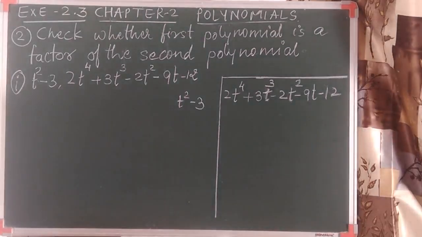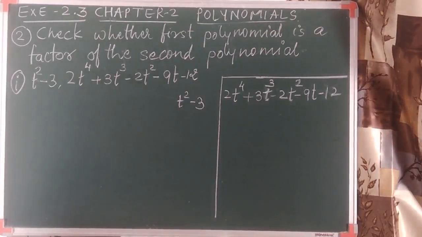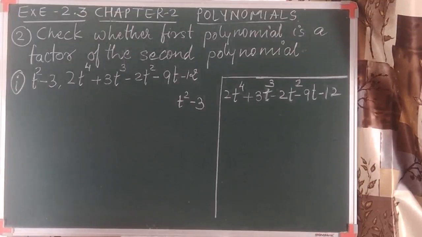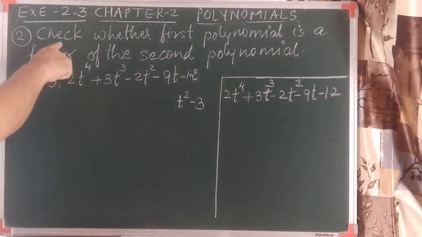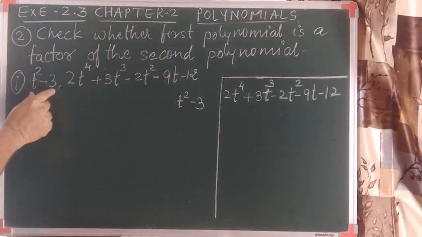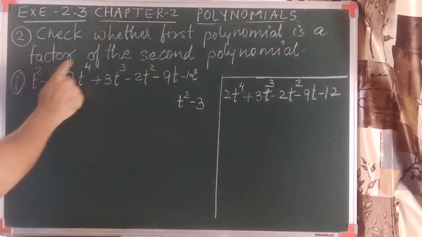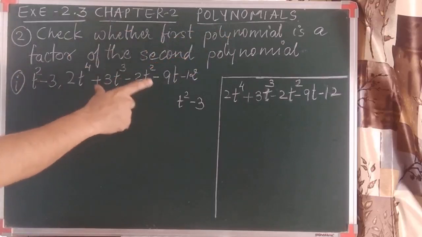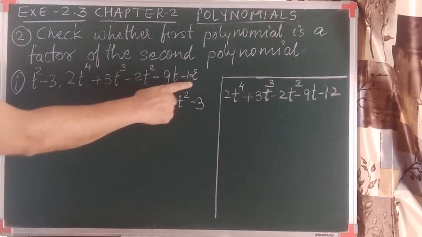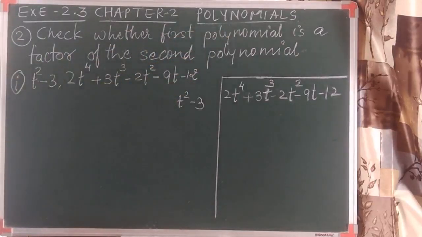Almost the same kind of sums that we have discussed in the previous topic. It was the long division method, and we have to find out the quotient and remainder. Look at this, in this question it is written, check whether the first polynomial, that is t square minus 3, is a factor of the second polynomial. Question says, is the first one, t square minus 3, a factor of the second polynomial or not? Let us understand the meaning.